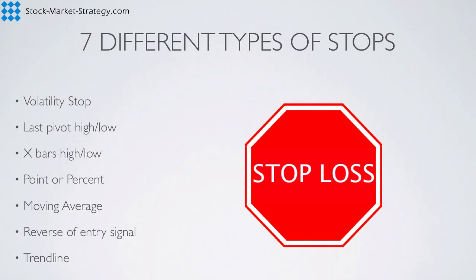Now there are 7 different types of stops. The first is the volatility stop, which mainly uses average true range. Then we got the last pivot, which is the swing highs, swing lows. We got the X bar highs, lows. We got the percent, moving average, reverse of entry signal, and the last, trend line. But let me explain these and show you on charts how they work one by one.